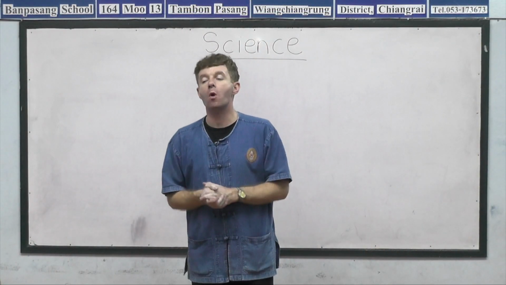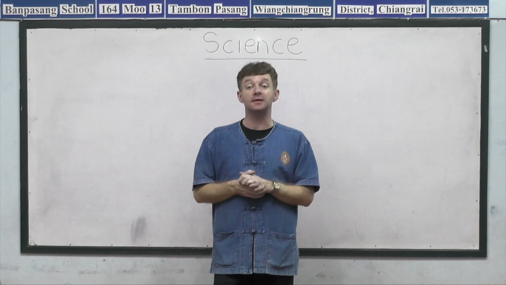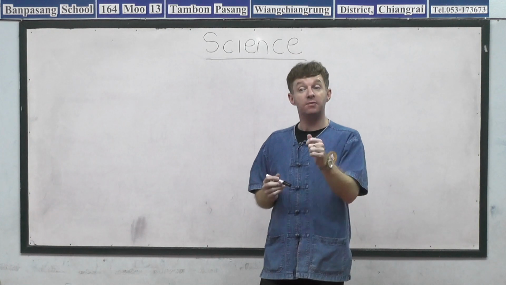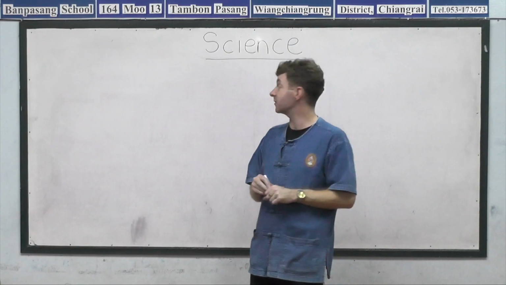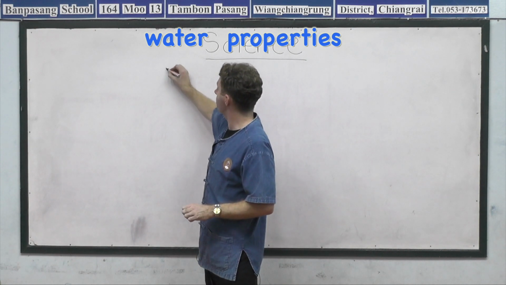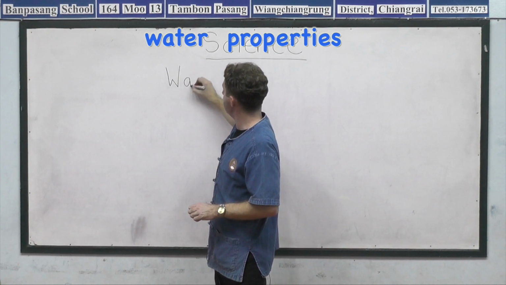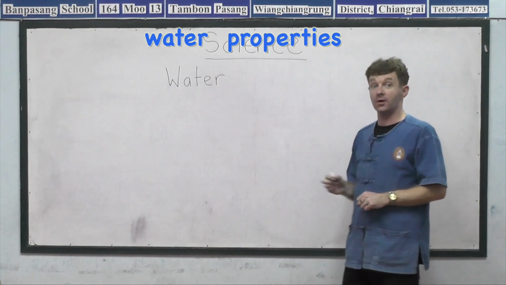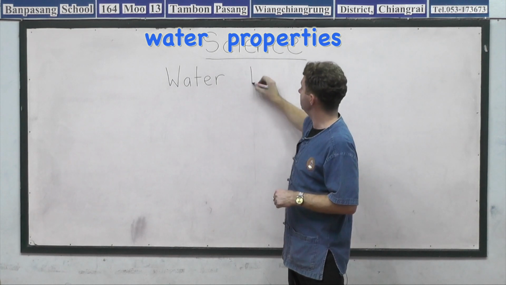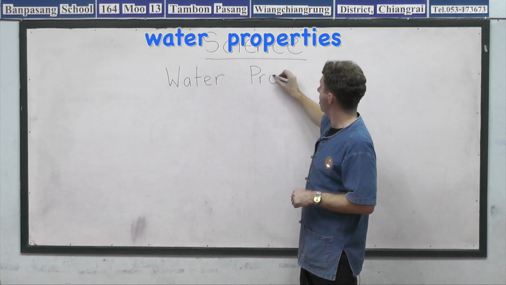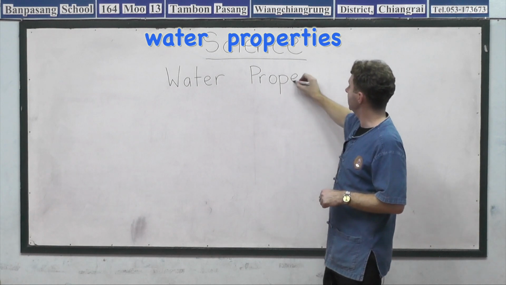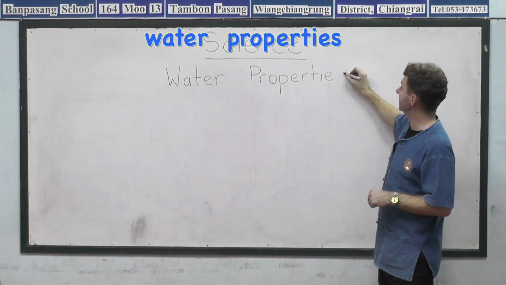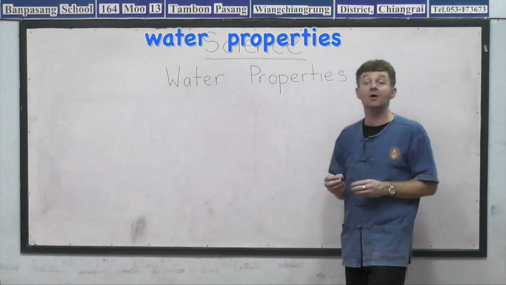So who can remember what we learnt about in science class recently? Water properties. Excellent. We've been learning about water and in particular water properties. So let's spell that on the board. W-A-T-E-R. Water. Properties. P-R-O-P-E-R-T-I-E-S. Water properties.